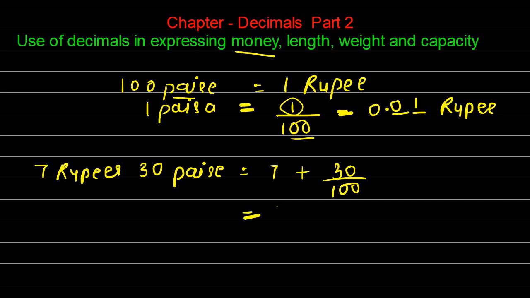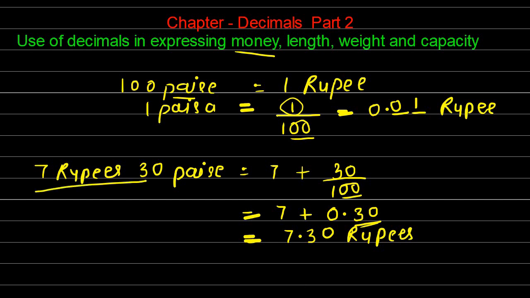Let's convert it now. 7 whole number will remain as it is. 30, 0 point, as you are dividing 30 by 100. 100 has 2 zeros, so we will need 2 decimal places. This is how you can express it in decimal form. Now let's add it. 7 plus 0.30 equals 7.30. The unit of this will be rupees. So this is how you can convert 7 rupees 30 paisa into decimals.